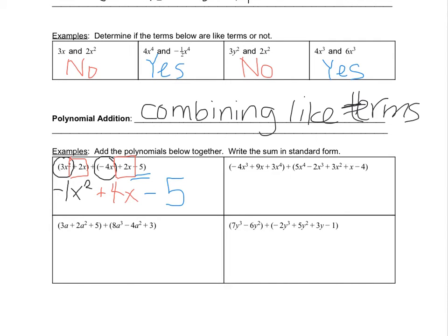And this one, let's see if it's written in standard form. Do my exponents go from greatest to least? I've got an x squared, an x with no exponent, and then nothing. So this one already is written in standard form.